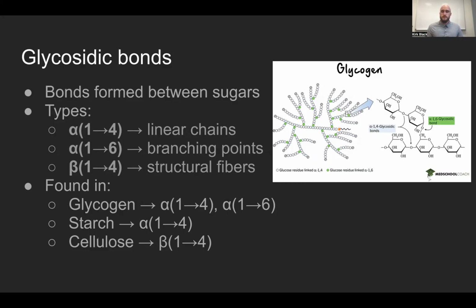Now, there is another completely off-topic glycosidic bond, beta 1,4. These are rigid structural fibers. These are often found in plant cell walls, specifically cellulose. Cellulose is found in plant cell walls.